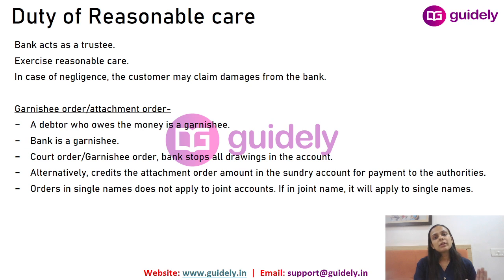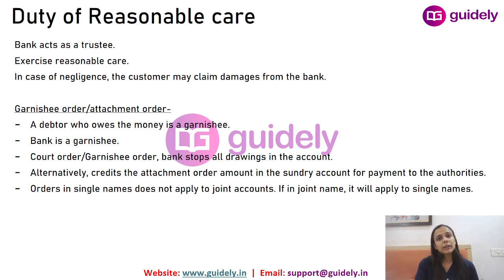A debtor who owes the money is called a garnishee. In our case, the customer deposits funds with the bank, so the bank is a garnishee. Often, court orders or garnishee orders come to the banks, and banks have to stop all the drawings in the account. Alternatively, it also debits the attachment amount from the account. It can park the attachment amount in a sundry account or office account, or it can directly make the payment to the concerned authorities.